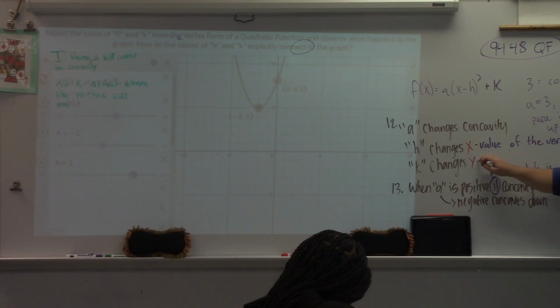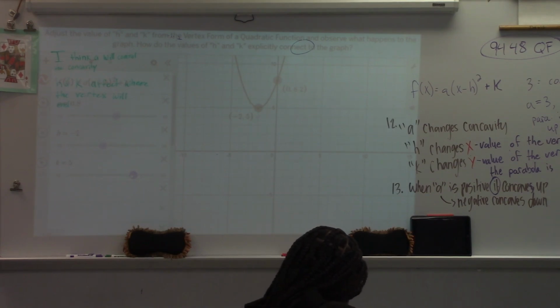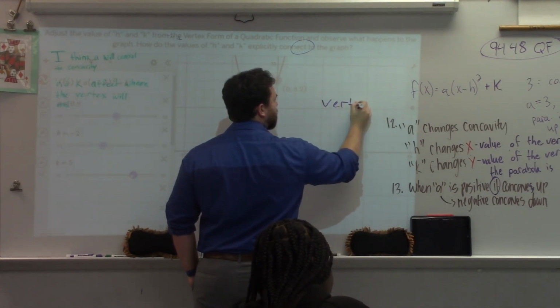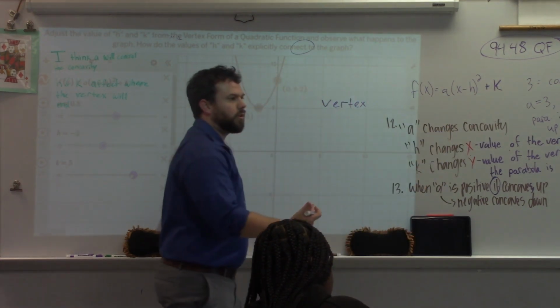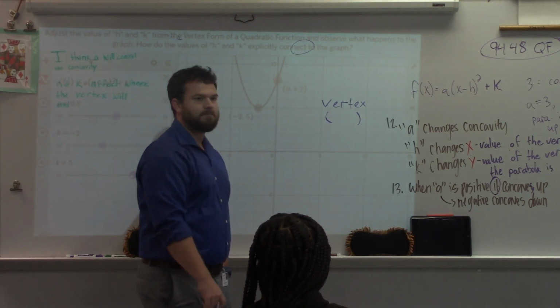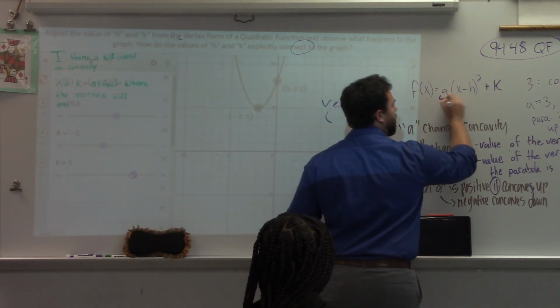K changes the y value of the vertex. So if I were to ask you, what is a way to write the vertex based on this? What are the coordinates of that vertex? -2 and 5. Based on this.